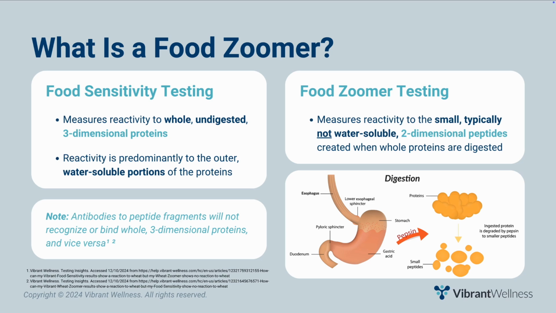Food sensitivity testing measures reactivity to whole, undigested, three-dimensional proteins. Since proteins exist in aqueous, aka watery, environments, reactivity to whole proteins is predominantly to the outer, water-soluble portions of those proteins. In contrast, food zoomer testing, like the Dairy Zoomer, measures reactivity to the small, typically not water-soluble, two-dimensional peptides created when whole proteins are digested into smaller fragments.